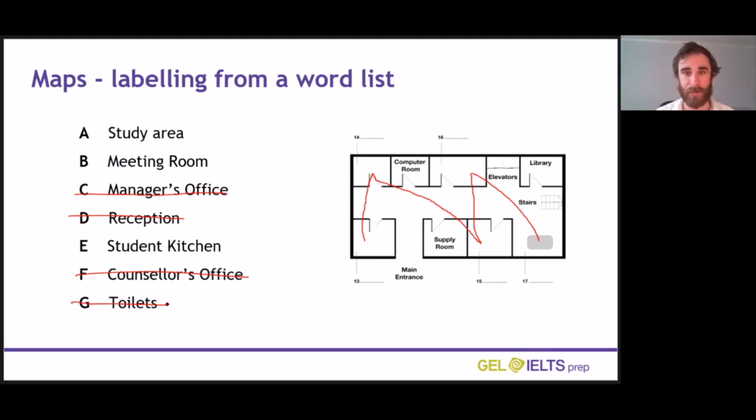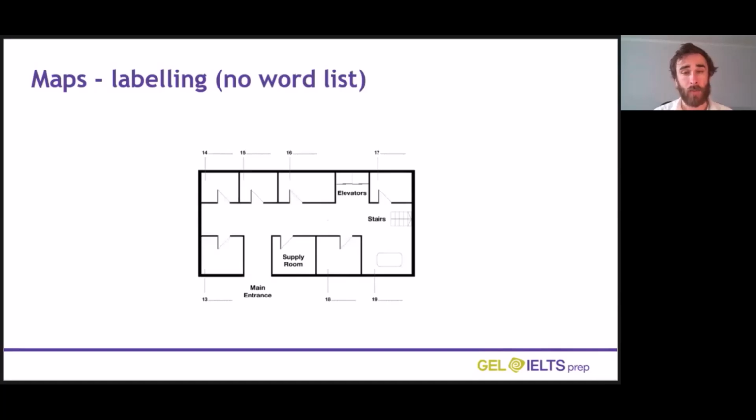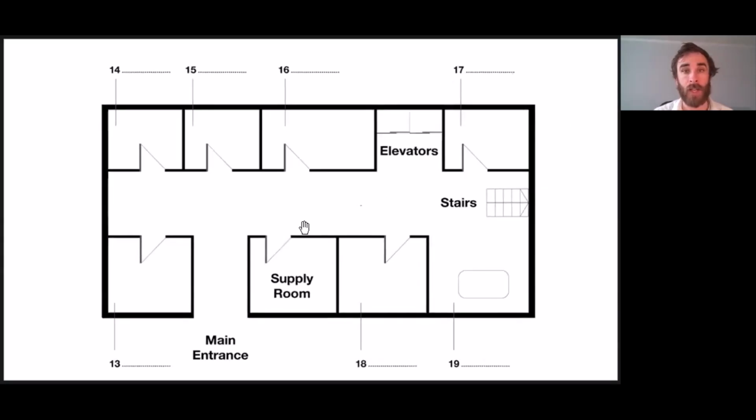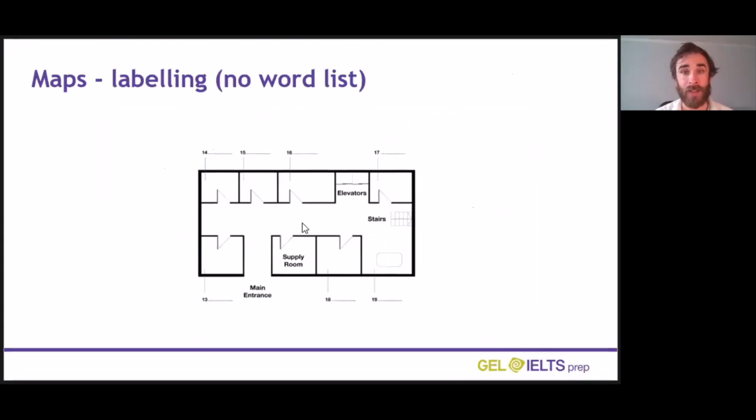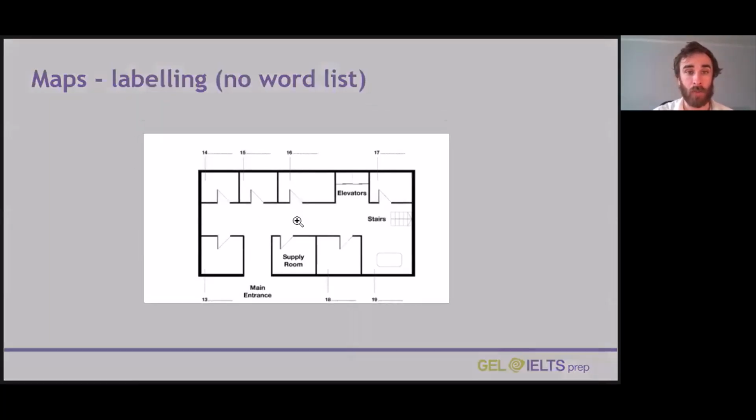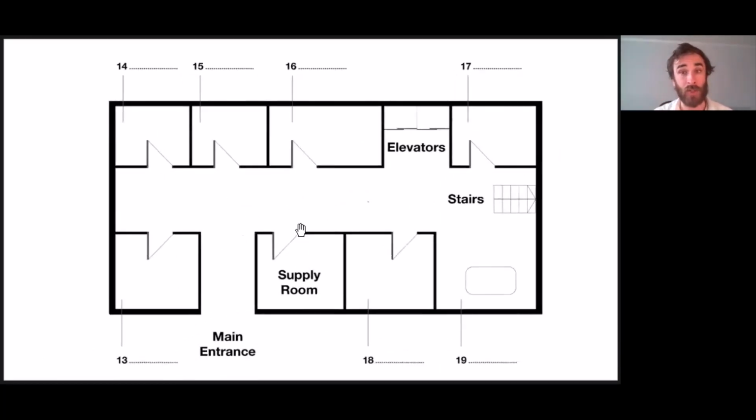Now we're going to look at another type of question. Here we can see a map similar to the previous example. This time there are 7 labels, and the labels are the question numbers. The difference here is that there is no word list for this type of question. All of the answers will be in the listening, and we need to write what we hear.